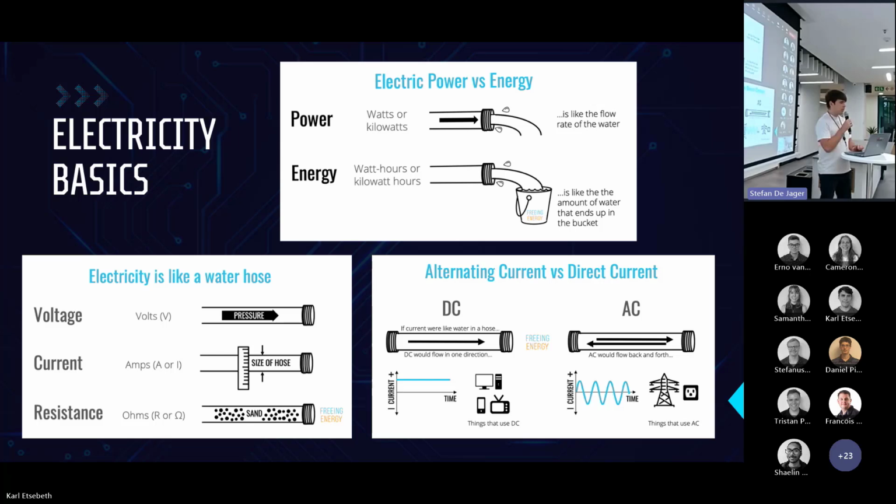The final important concept is AC, or alternating current, versus DC, or direct current. AC currents alternate, or oscillate, between positive and negative, so think water flowing backwards and forwards in a pipe, whereas DC currents flow in only one direction. So again, think water flowing only in one direction. With that, we can move on to some solar basics.